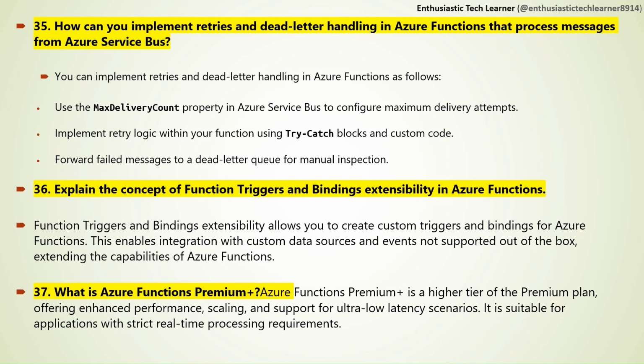Explain the concept of function triggers and bindings extensibility in Azure Functions. Function triggers and bindings extensibility allows you to create custom triggers and bindings for Azure Functions. This enables integration with custom data sources and events not supported out of the box, extending the capabilities of Azure Functions.